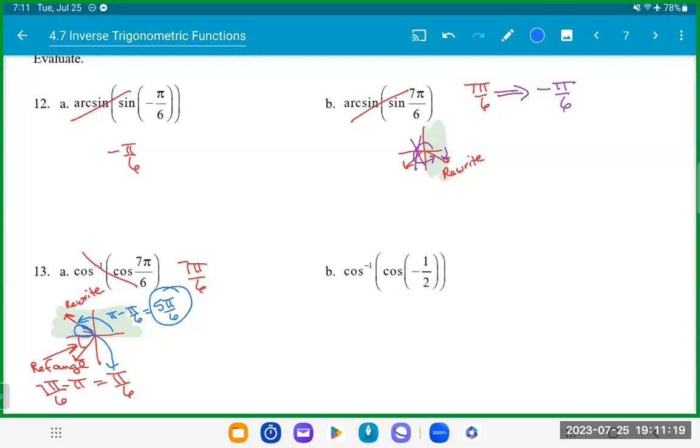Okay, questions? Okay. And for this last one, we have the cosine inverse. Well, remember, cosine itself is an even function, so this one would just be the -1. So it's sufficient to do that. Okay, questions?